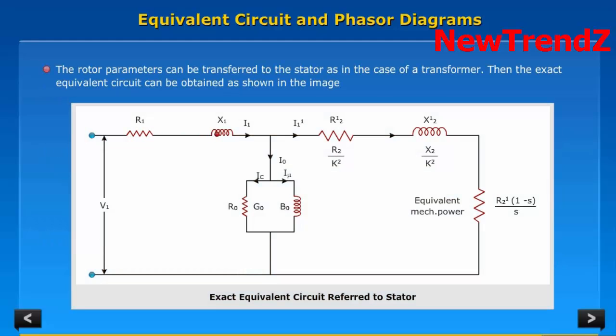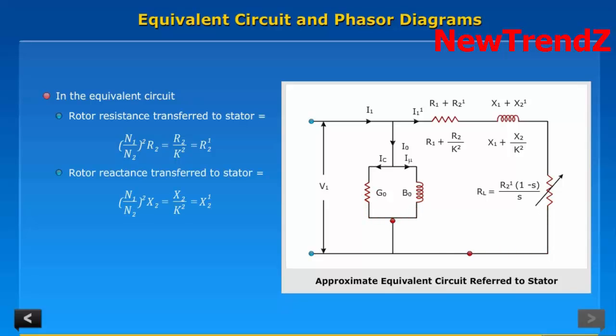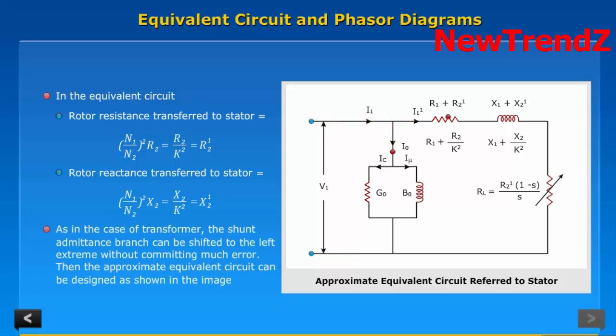the rotor parameters can be transferred to the stator as in the case of a transformer. Then the exact equivalent circuit can be obtained as shown in the image. In the equivalent circuit, the rotor resistance transferred to the stator equals R2 dash, and the rotor reactance transferred to the stator equals X2 dash. As in the case of a transformer, the shunt admittance branch can be shifted to the left extreme without committing much error. Then the approximate equivalent circuit can be drawn as shown in the image.